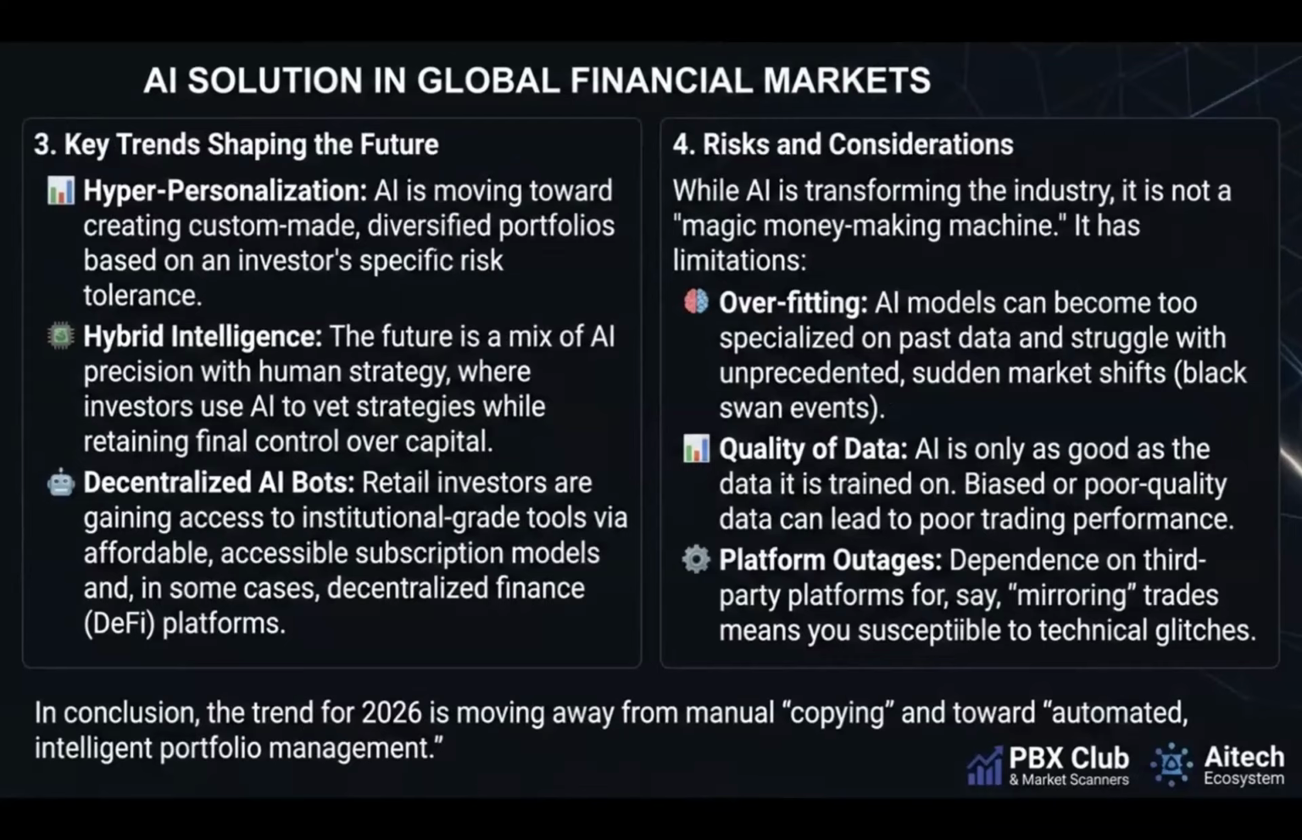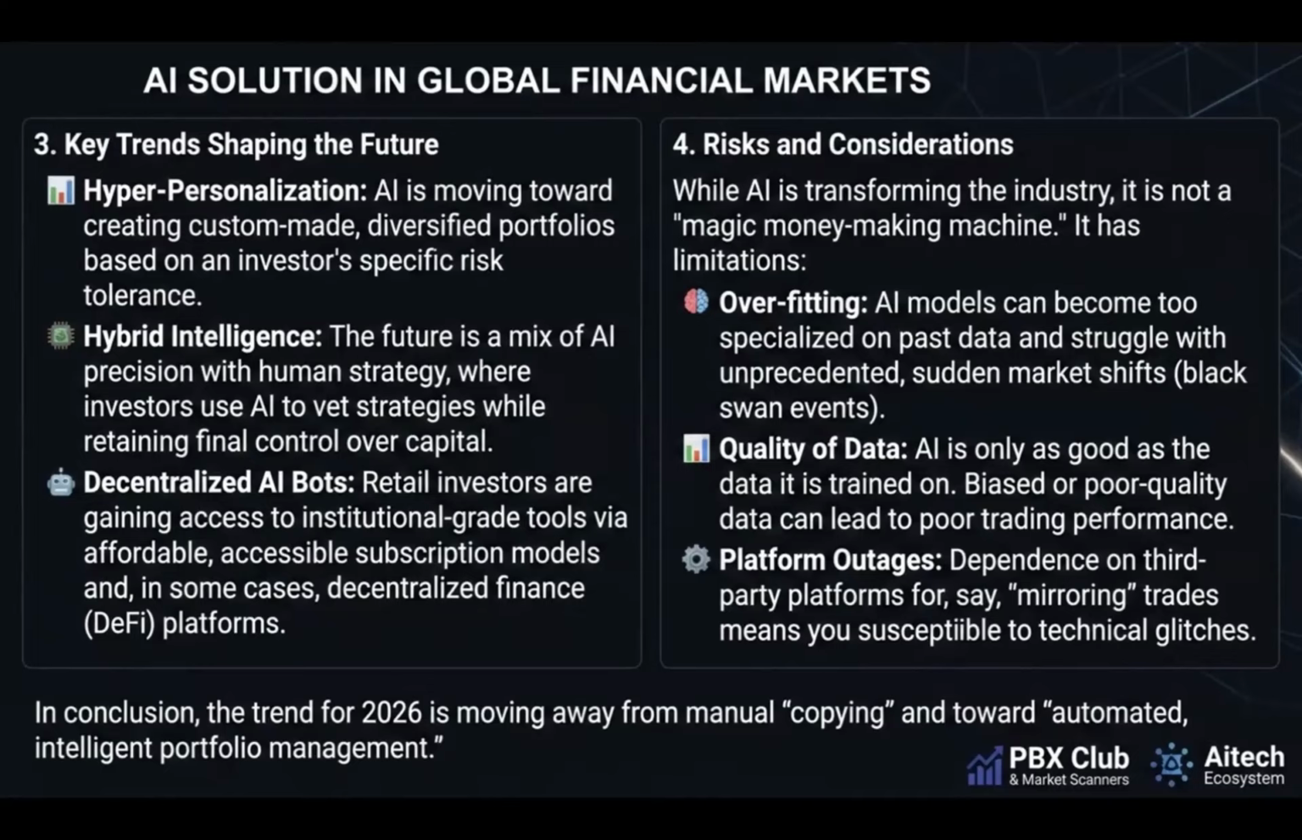So the key trends shaping the future: hyper-personalization. AI is moving towards creating custom-made, diversified portfolios based on an investor's specific risk tolerance. Hybrid intelligence: the future is a mix of AI precision with human strategy, where investors use AI to vet strategies while retaining final control over capital. This hybrid intelligence is one of the AI solutions we are going to present to you. Look at what it does: a mix of AI precision with human strategy.